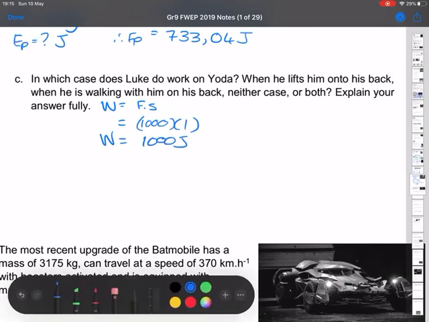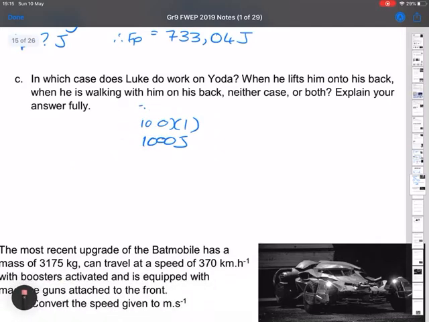Right, so now with this definition, Yoda is on Luke's back. So Luke lifted Yoda up off the ground, and so Luke did work on Yoda when he lifted him up off the ground, but no work was done by carrying him because he was only exerting an upward force to get Yoda up off the ground. So we can say Luke does work lifting Yoda as force and movement are in the same direction.